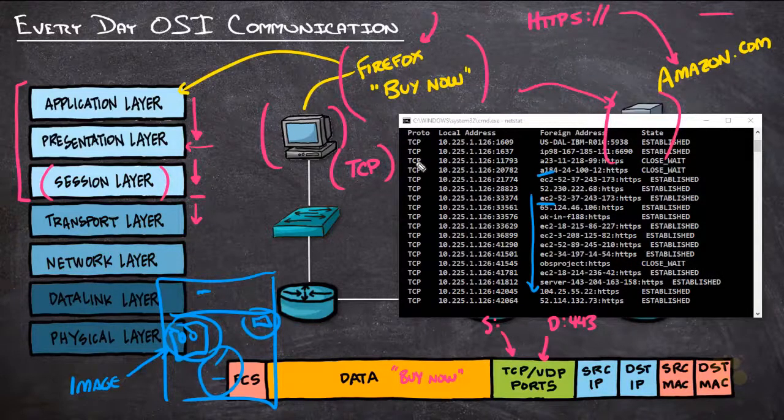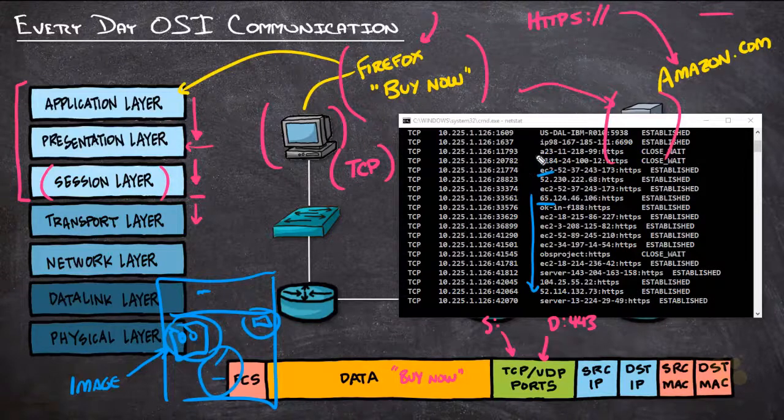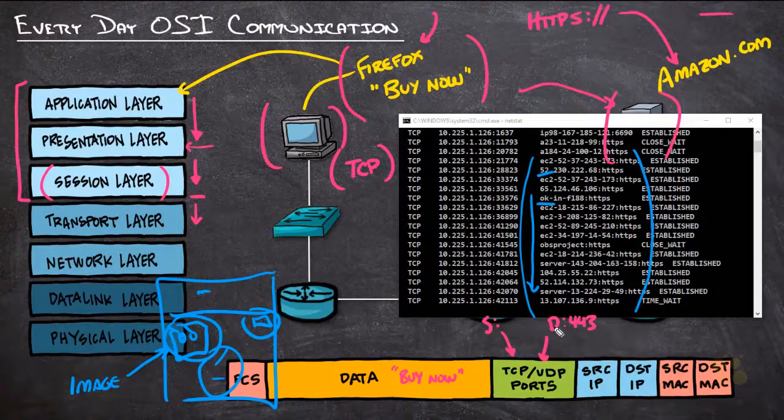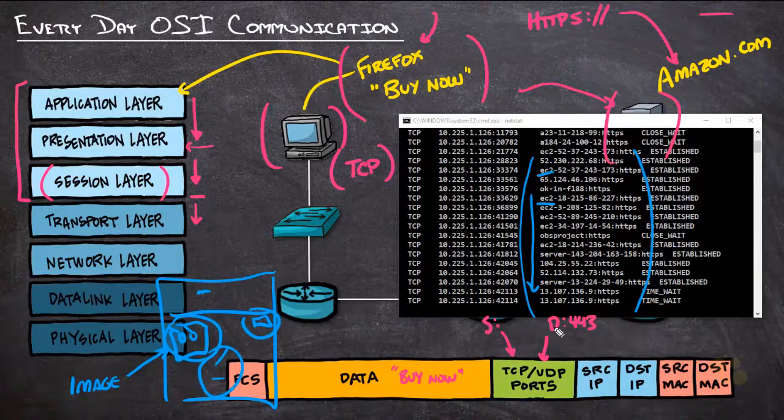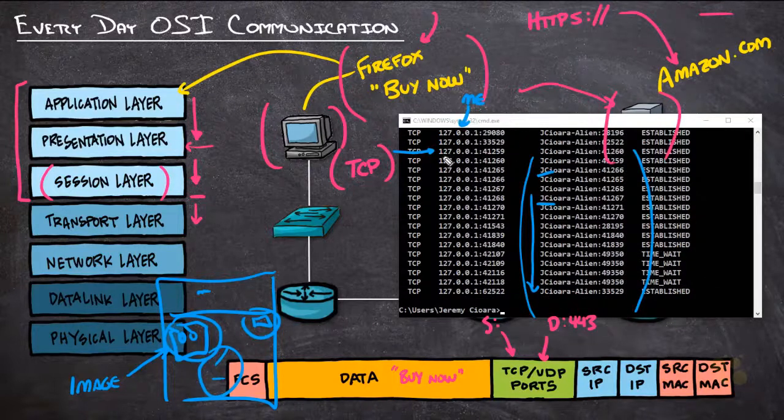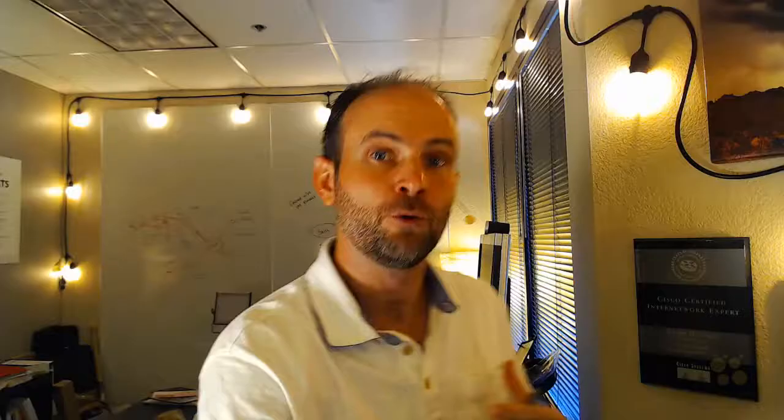So even though I have my one web browser, look at this. These are all connections that my computer is making to Amazon to feed that one web browser. And look at this. This is me on my computer. Whoa! This is my computer name, by the way, JChar Alien. I'm not really an alien. It's a Dell Alien brand computer.